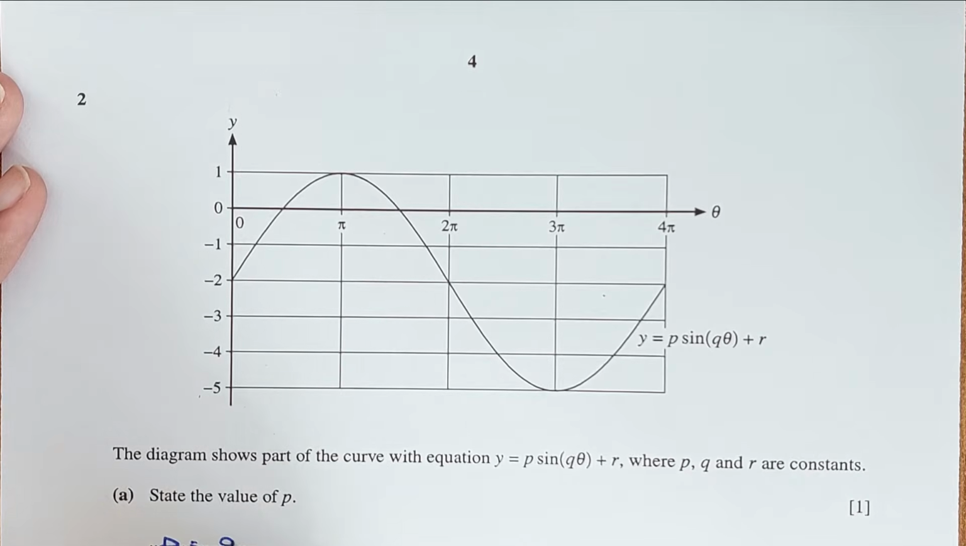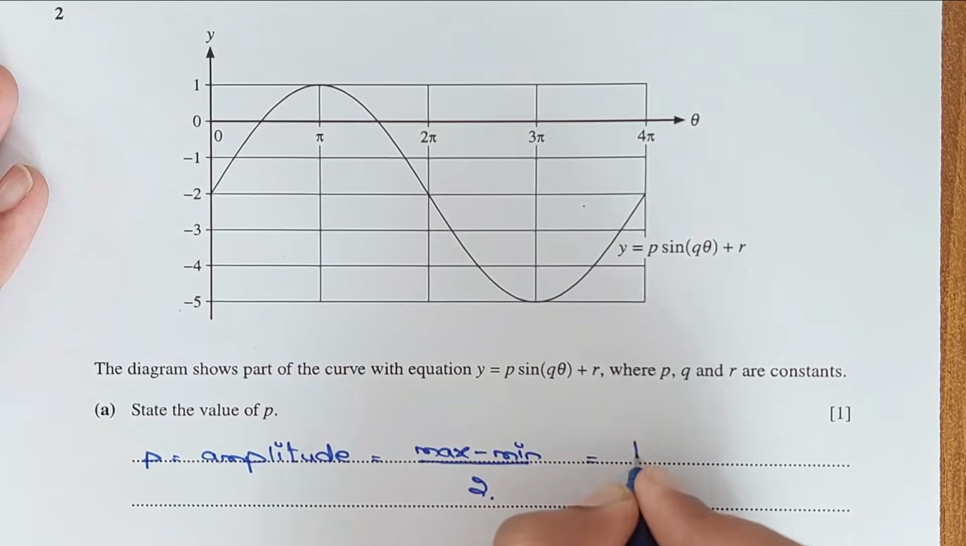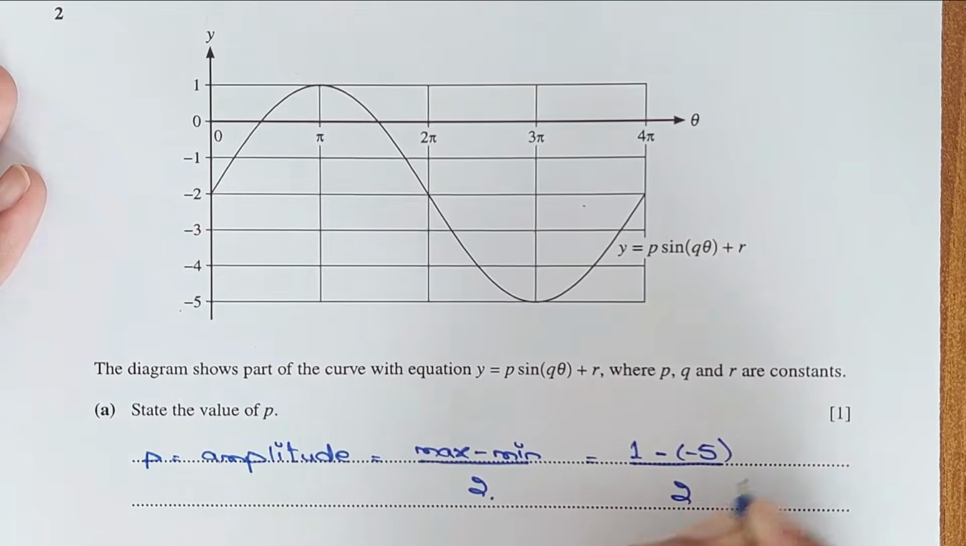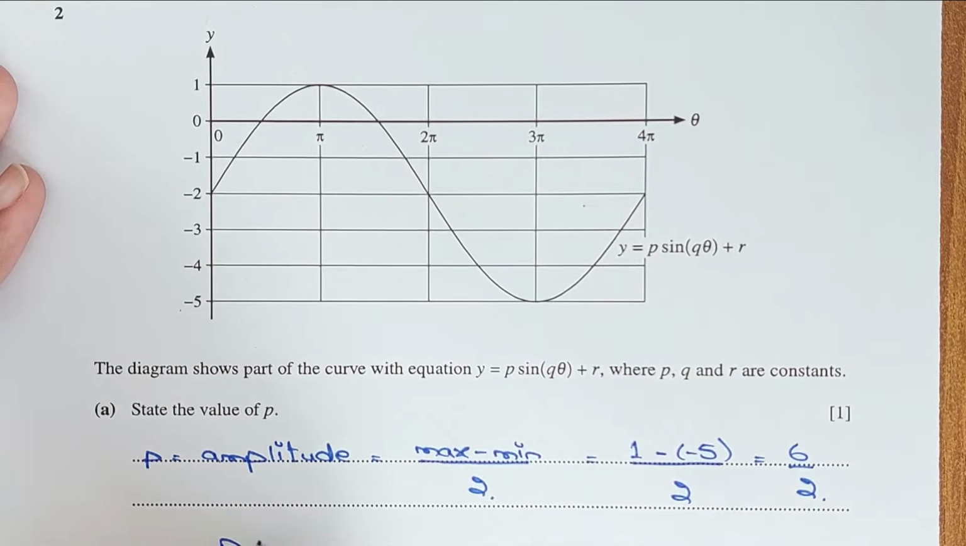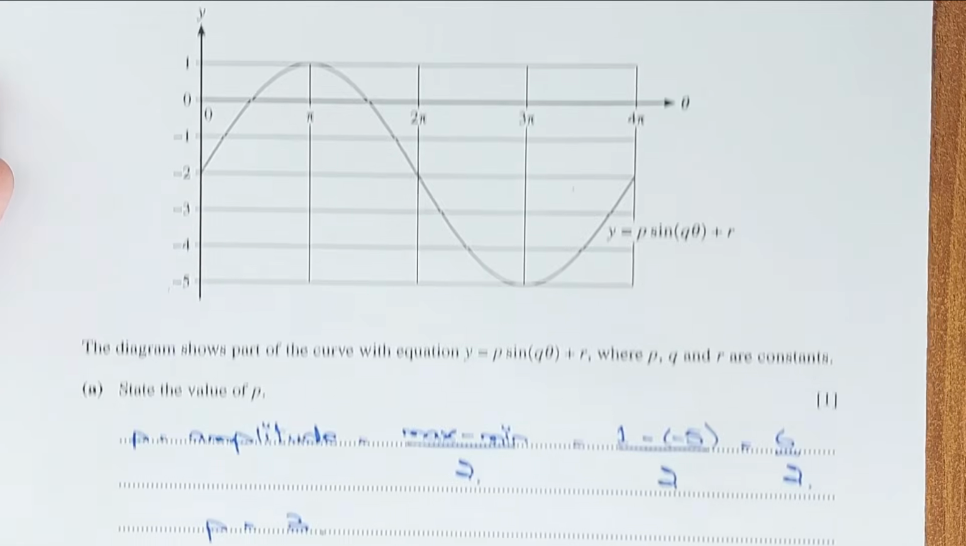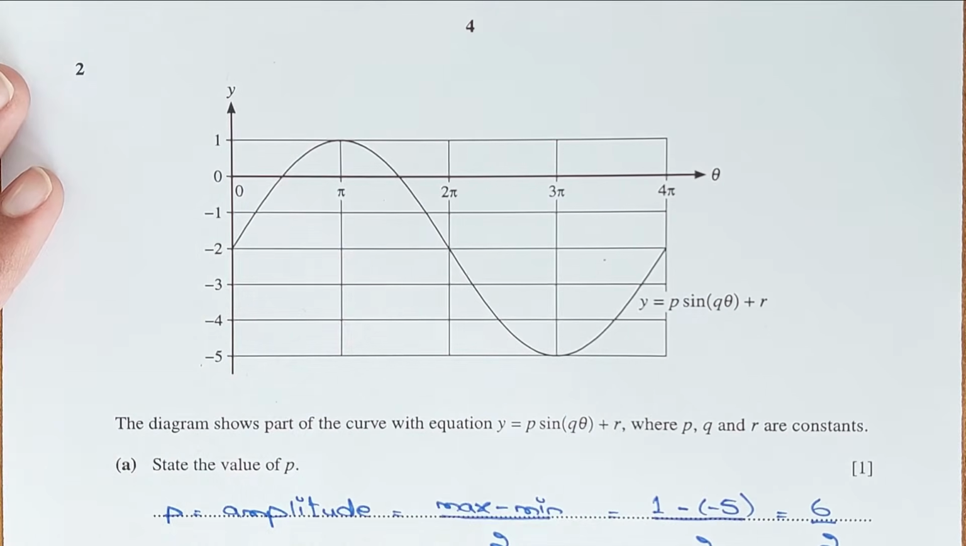P is the amplitude, which is max minus min divided by 2. So the maximum point is 1 minus the minimum point, minus 5, divided by 2. So 1 plus 5 is 6, divided by 2, which equals 3. So the p value is 3. Now for part B, state the value of q. So what is q over here? We can get the value of q by using the information of the period.